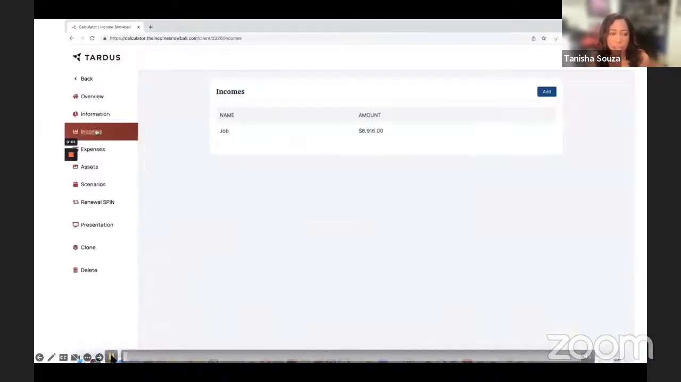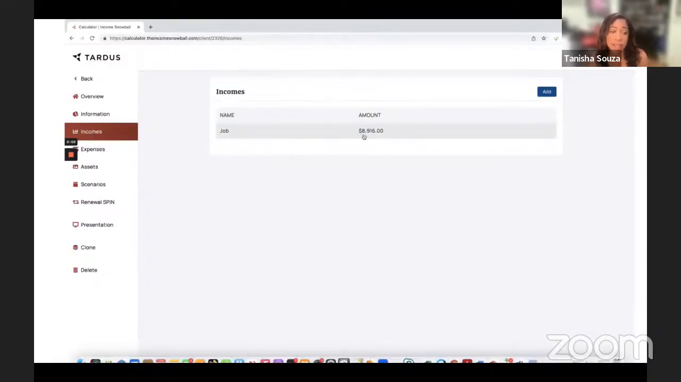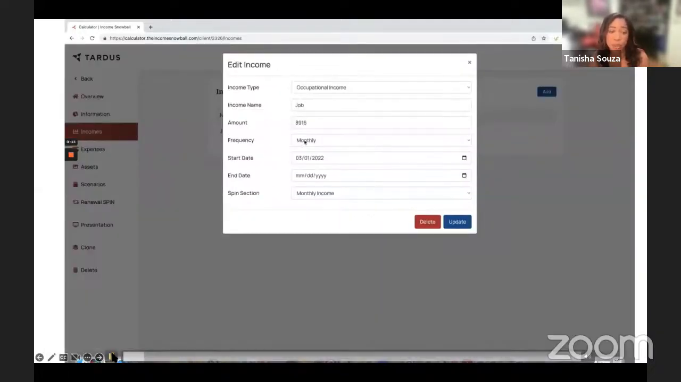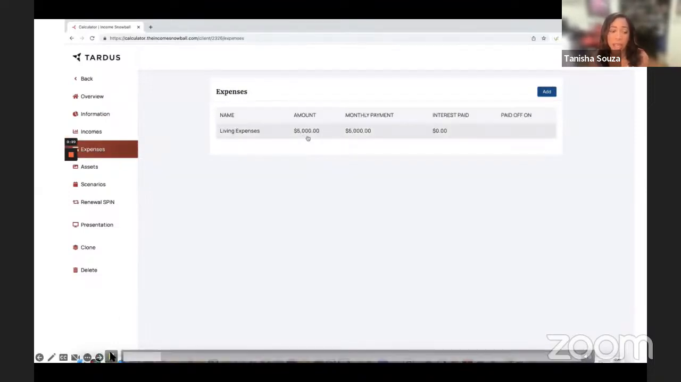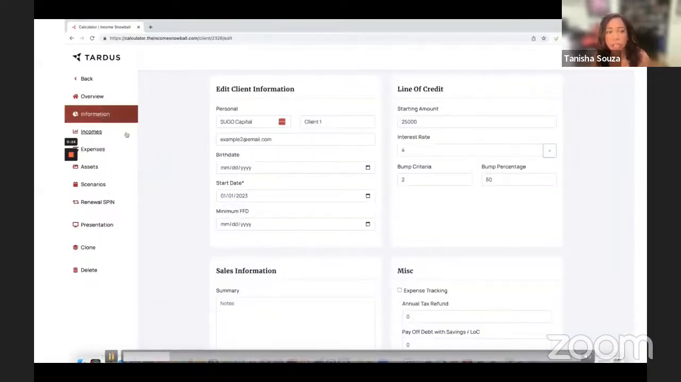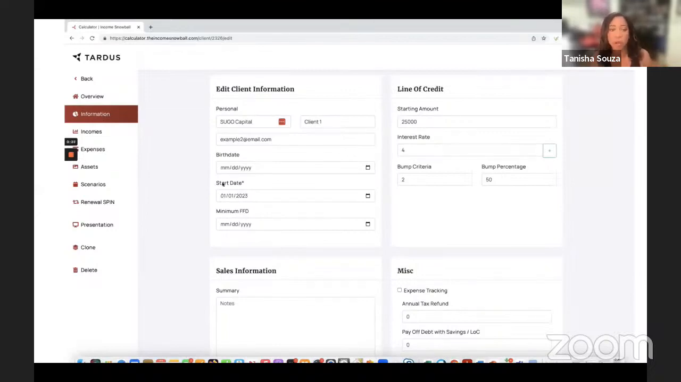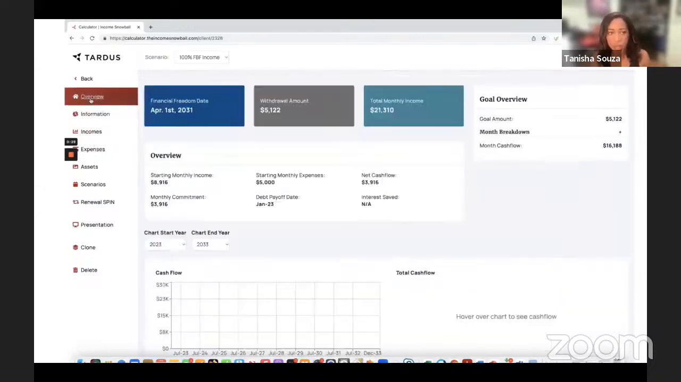Okay, so we're looking at a client whose income is $8,916. That's the first example that I gave you, the person that has the smaller cash flow, right? So that's their monthly income from their job. That's their take-home pay because they're taxed at the very high tax bracket. And their living expenses are $5,000 per month. Let's say they start their income snowball in January of this year. What that looks like is their financial freedom date is April 1st, 2031.